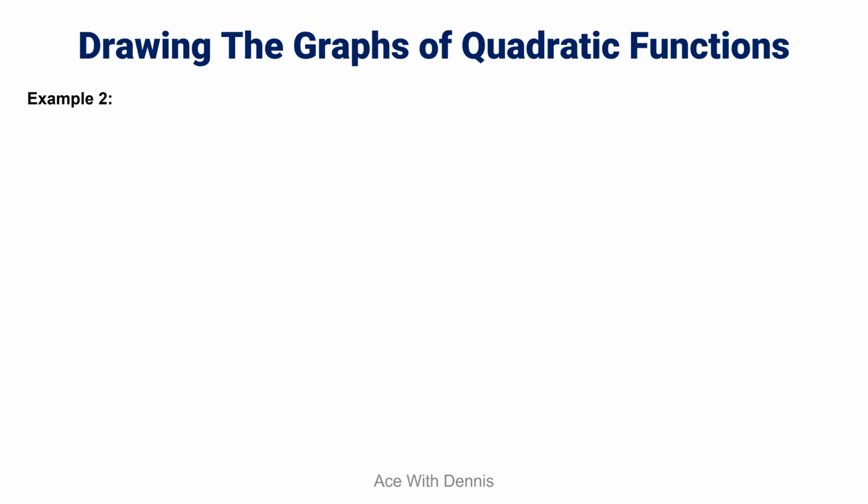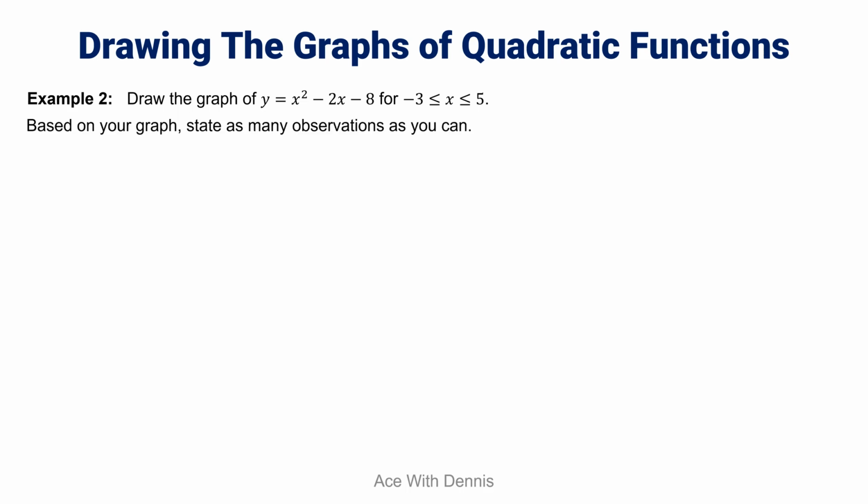Next, let's look at example 2. Draw the graph of y equals x squared minus 2x minus 8 for the range of x from -3 to 5. Based on the graph, state as many observations as you can.